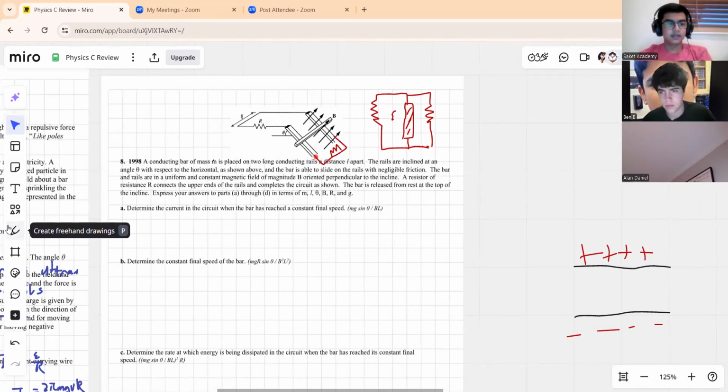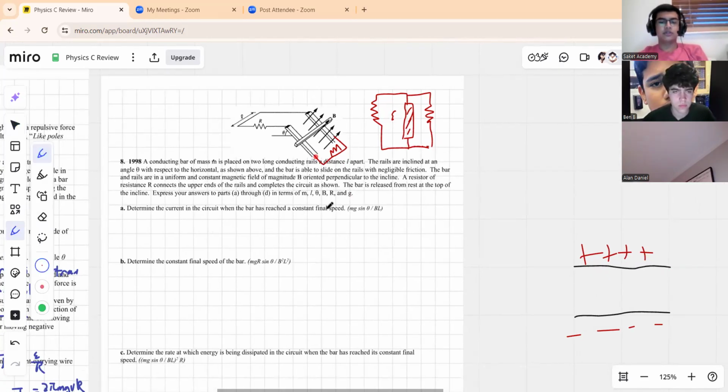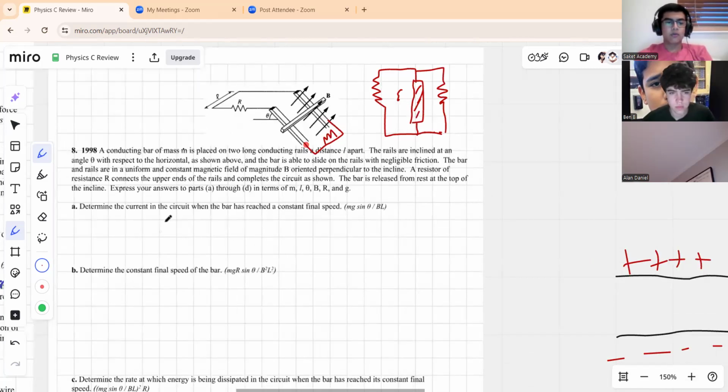So if you want to, we can run through this whole one because we're on it. So, B I L equals mg sine theta. Yep, and then you just go from there.